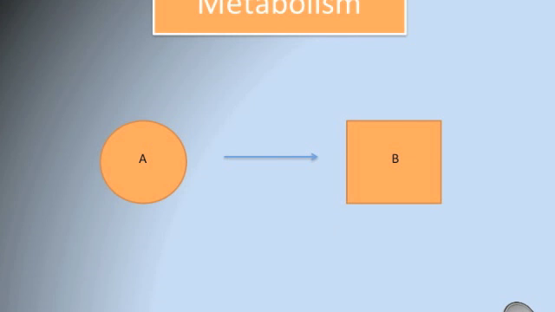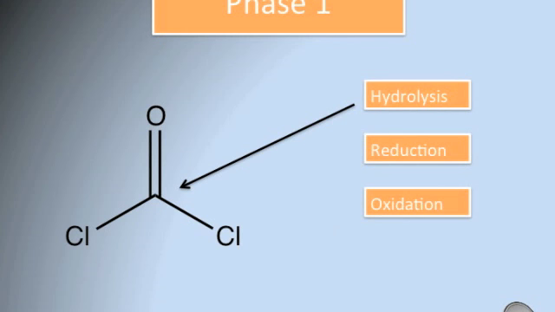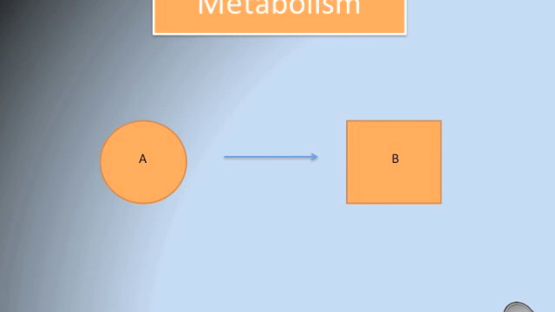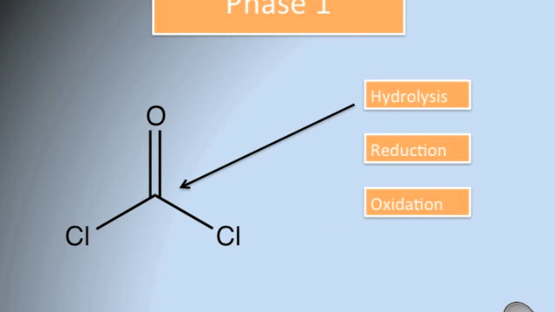Metabolism refers to the biotransformations of a toxin, like phosgene gas, by the chemical processes within the body. Depending on what the toxin is, different forms of metabolism will occur. Phosgene gas undergoes 2 forms of metabolism, Phase 1 and Phase 2. Phase 1 metabolism consists of 3 reactions: hydrolysis, reduction, and oxidation.